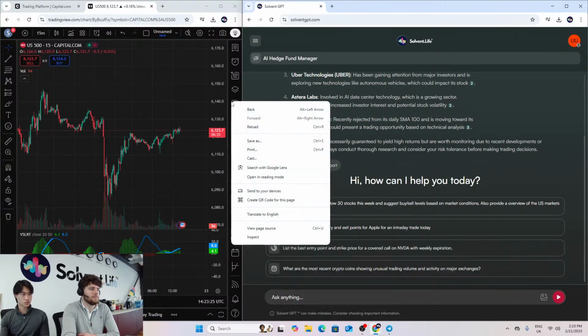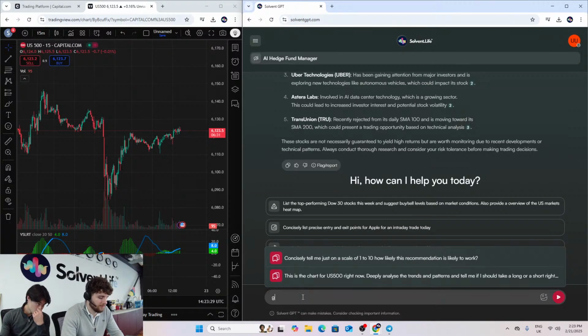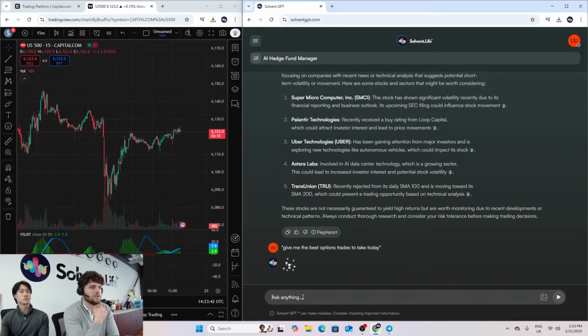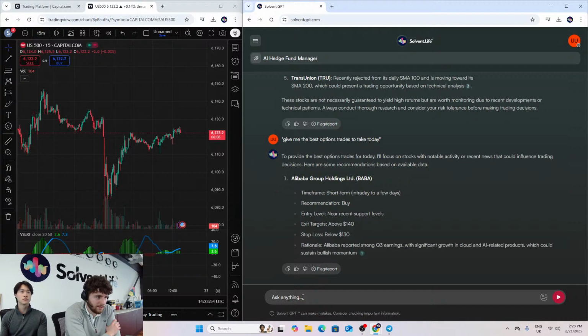Okay, let's look for some more options trades that we could take. Give me the best option trades to take today. Now, there's going to be 100 different reasons why these are recommended. It could be earnings, geopolitical news, announcements. There could be hundreds of different reasons why these are going to be recommended.